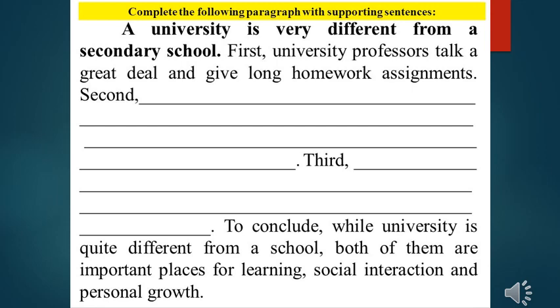And the last of this outline: to conclude, while university is quite different from school, both of them are important places for learning, social interaction, and personal growth. This is a concluding sentence in which you summarize or restate the main ideas of the topic or the topic sentence in different ways.